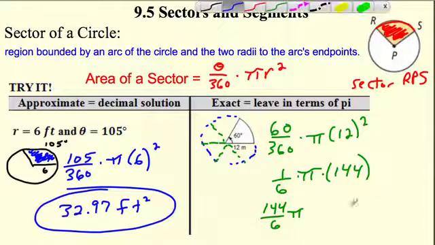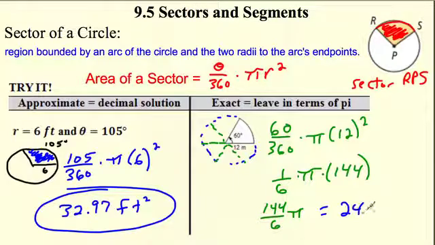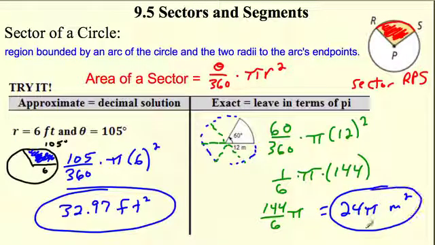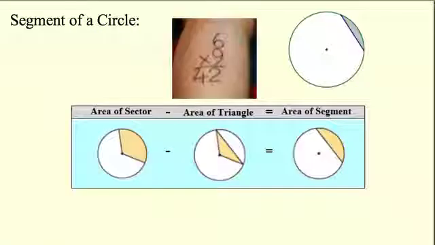That is 24 pi. So that is the exact value. 24 pi meters squared would be the perfect answer. This is a pretty good approximation though, so we're going to do both of these. That's how you find the area of the sector. Awesome, halfway done. Let's move on.